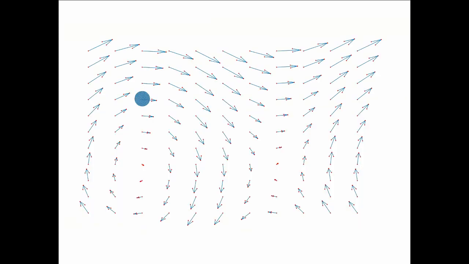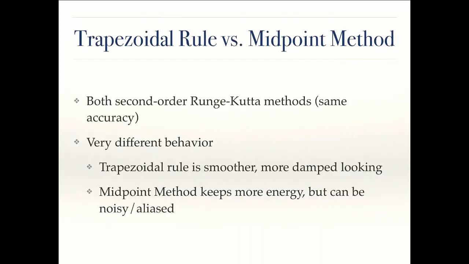For the midpoint method, what we do is we measure the velocity direction. We then go just a little bit in that velocity direction. We measure the velocity there, and then we use that velocity to move our particle. Okay, both of these techniques are second order accurate. They're second order Runge-Kutta methods.